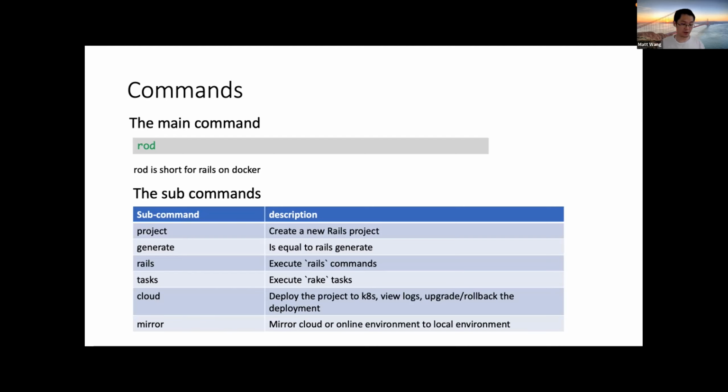So using the cloud command, we can deploy the project to Kubernetes, view logs, upgrade, roll back the release, and everything related to cloud, to the production environment. We can use the cloud command. The last one is mirror. Mirror just mirrors the cloud or online or production environment to your local machine. And then you can use that environment to test, to reproduce some issues that happen in the production environment.